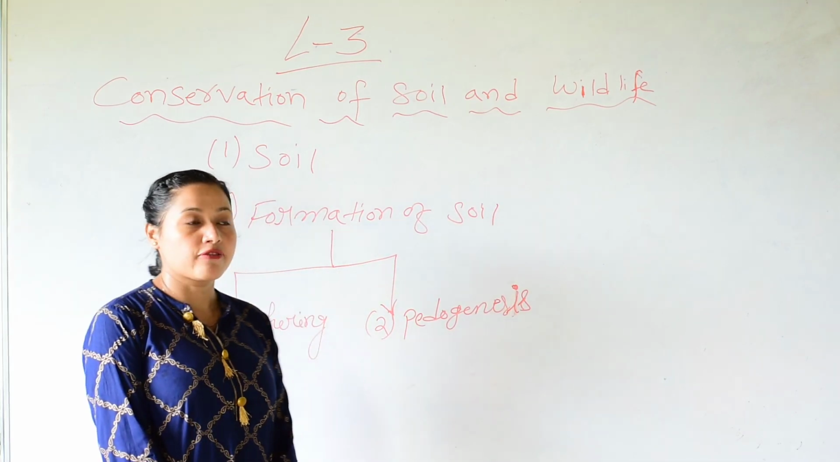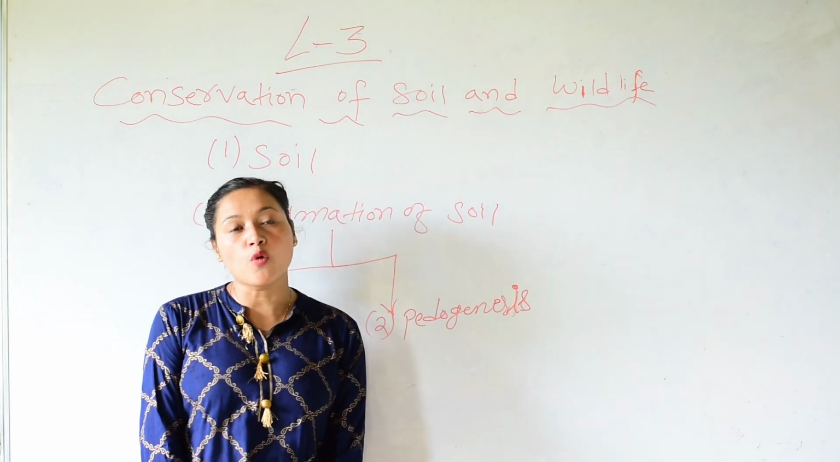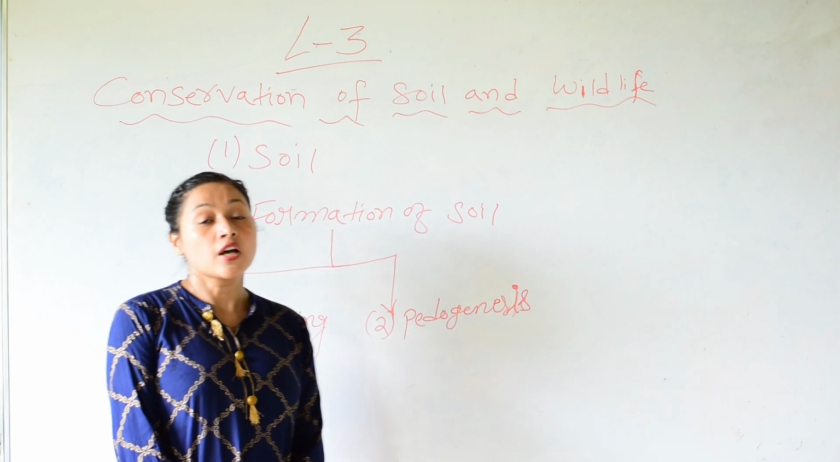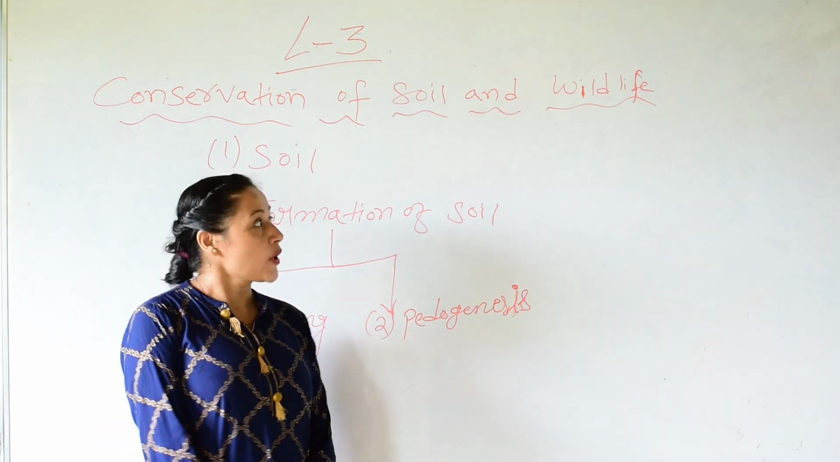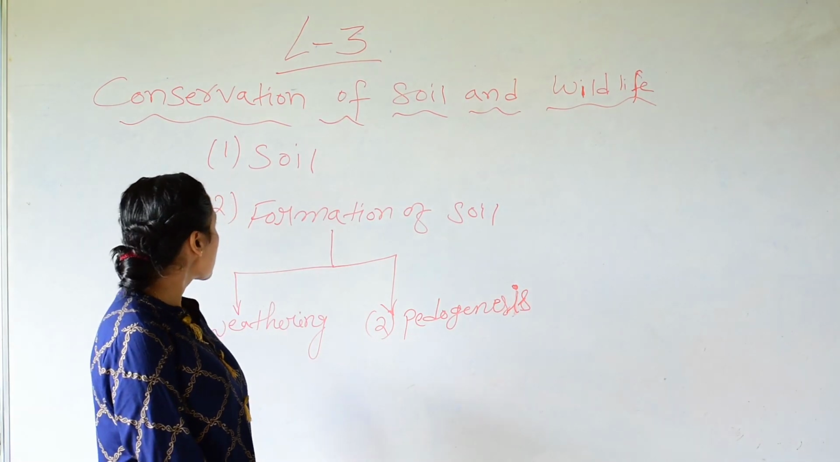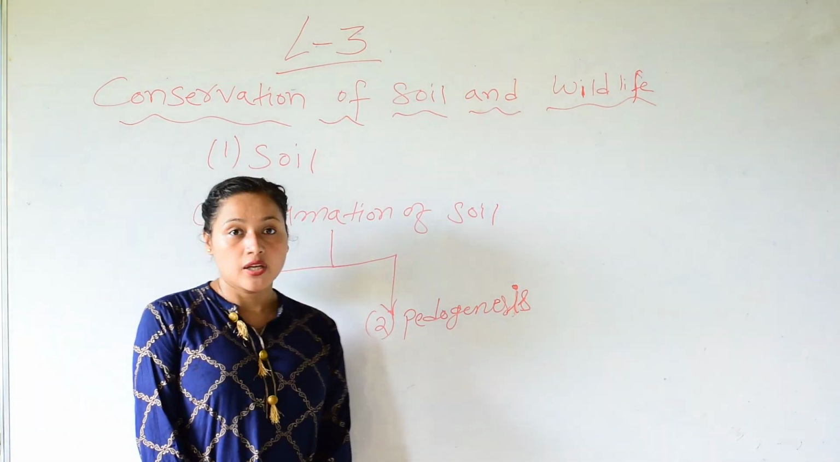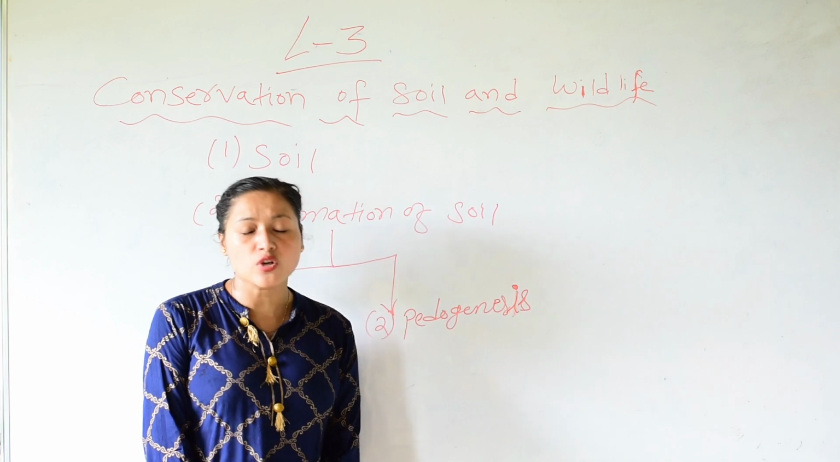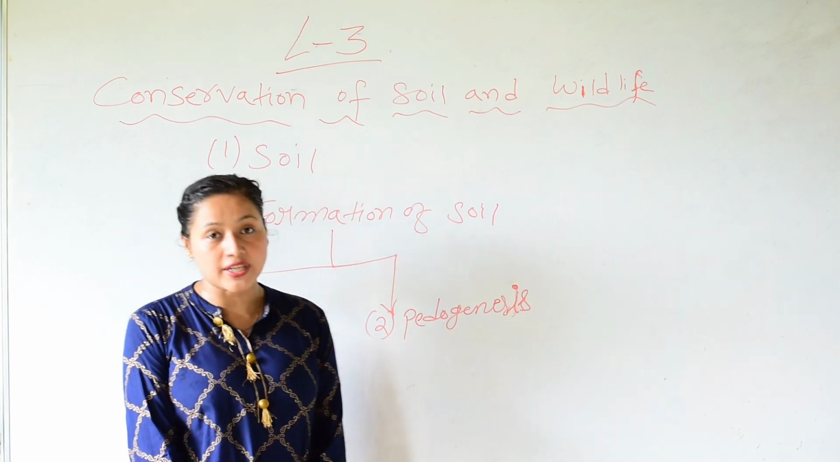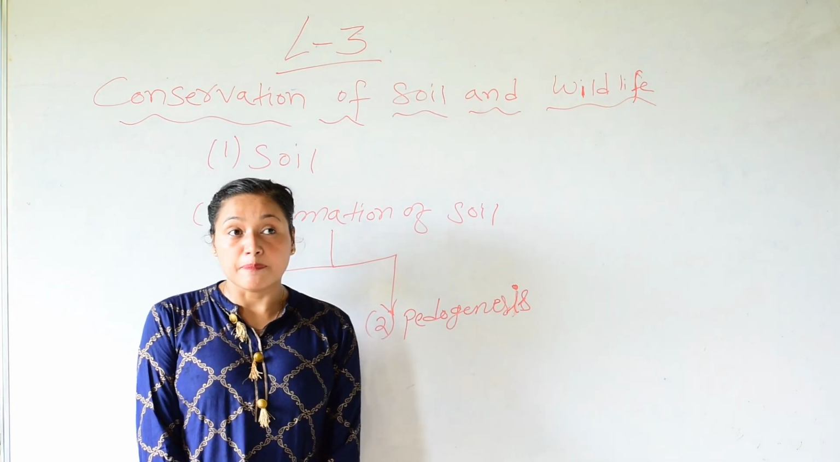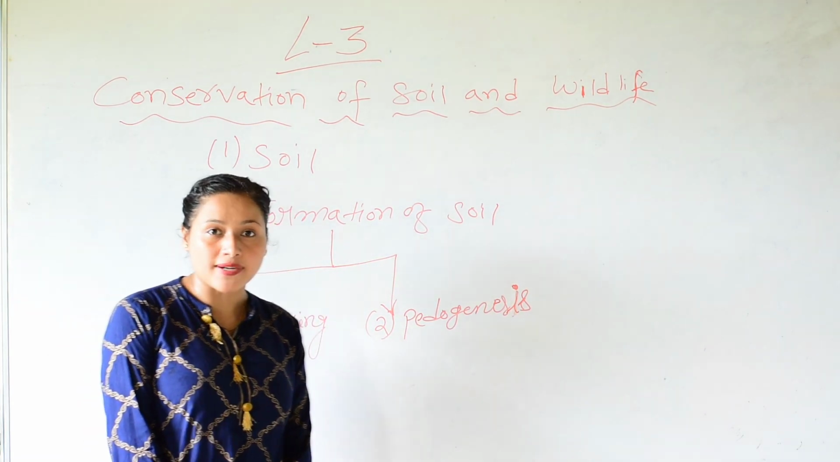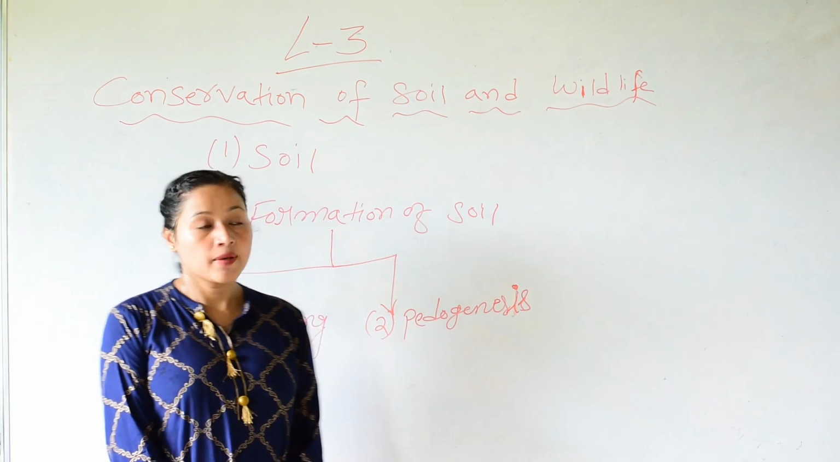Now soil, the definition of soil is the uppermost layer or the fertile surface of the earth crust is soil. And when we come down again to the board, there is point number 2, formation of soil. Now how is the soil formed? Soil is formed by two processes, that is weathering and pedogenesis. Now weathering, the definition of weathering, the breaking down of rocks into small particles is weathering.